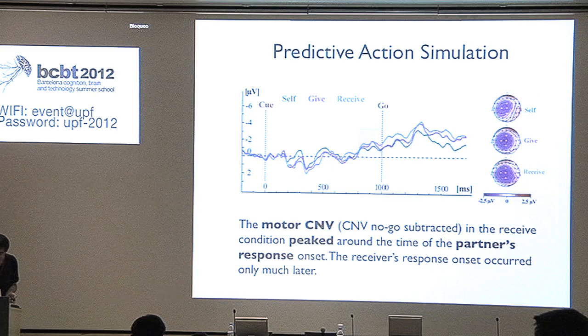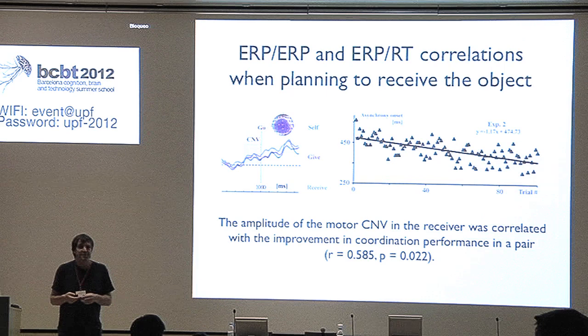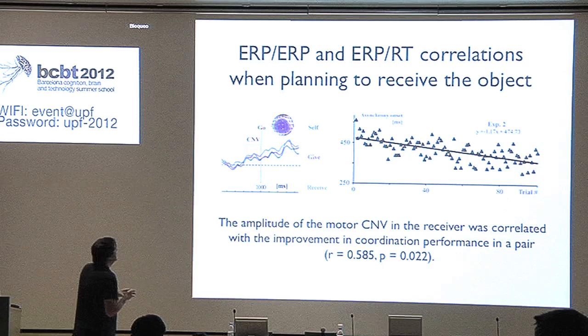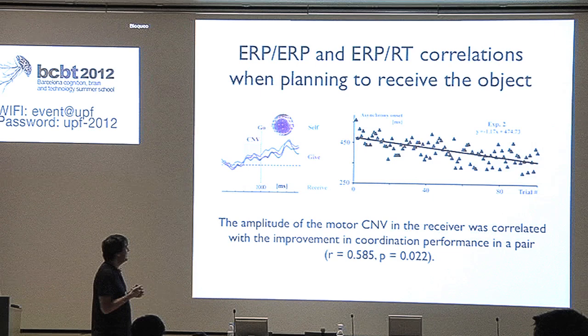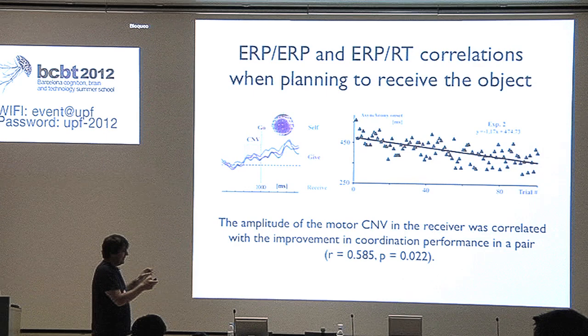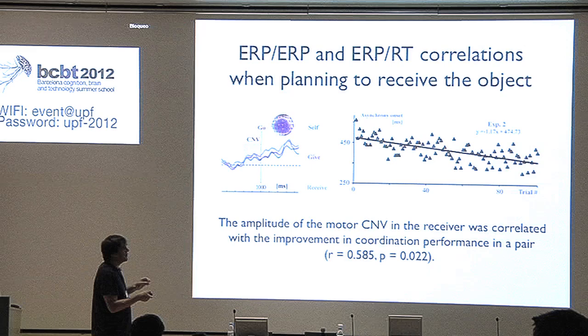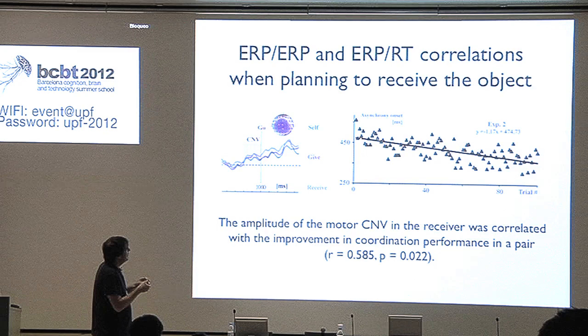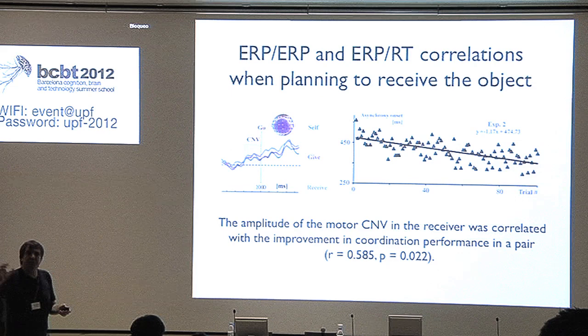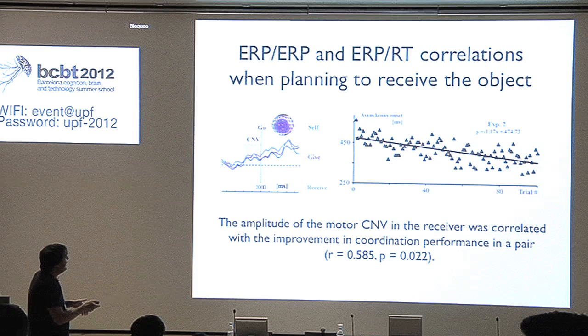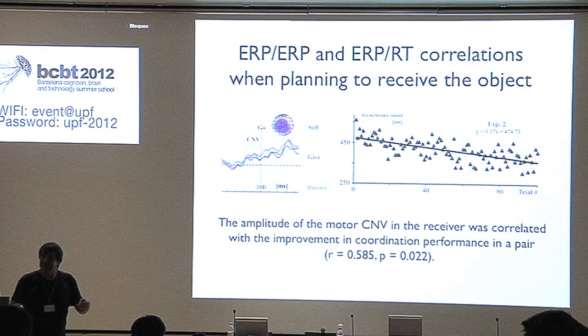Now, one more data point to support our interpretation of the findings is looking at the correlation between the motor CNV in the receiver and the improvement in coordination that's observable here. Over consecutive trials in these experiments, the asynchrony between the two action onsets, where you prepare the giving action and where you initiate the receiving action, becomes shorter. So it's better coordinated in a sense. You can see how this goes down.